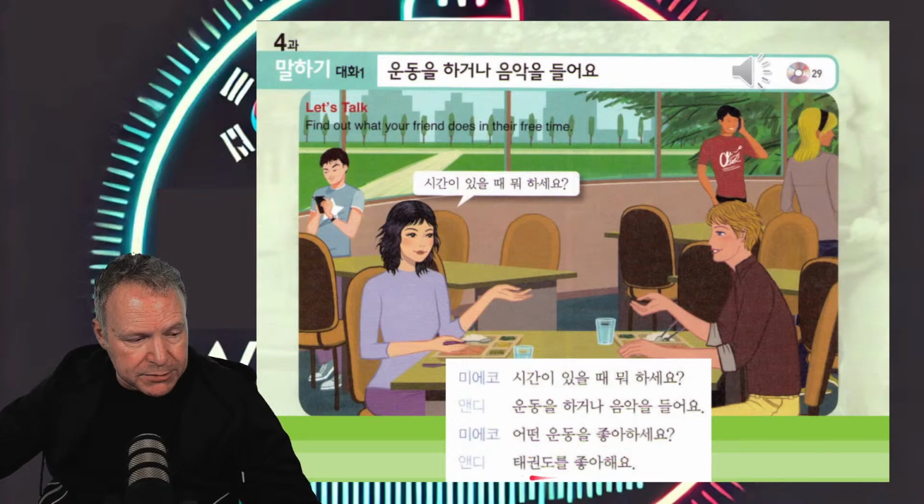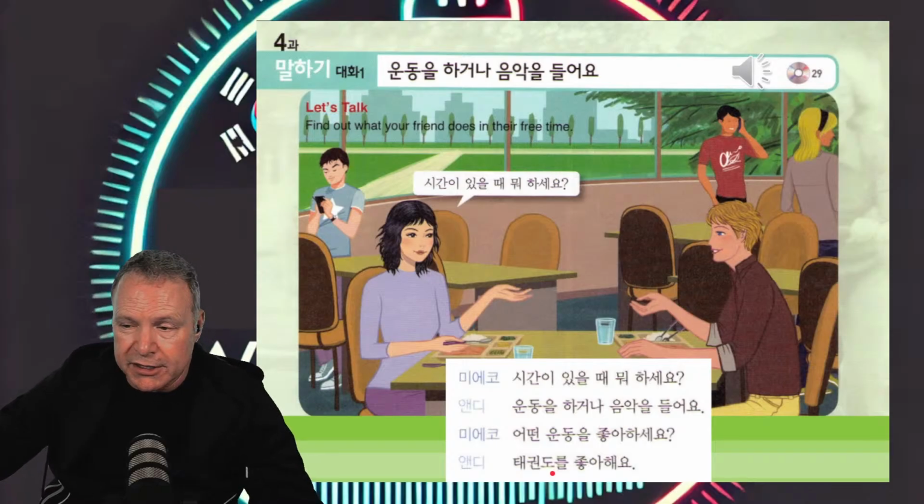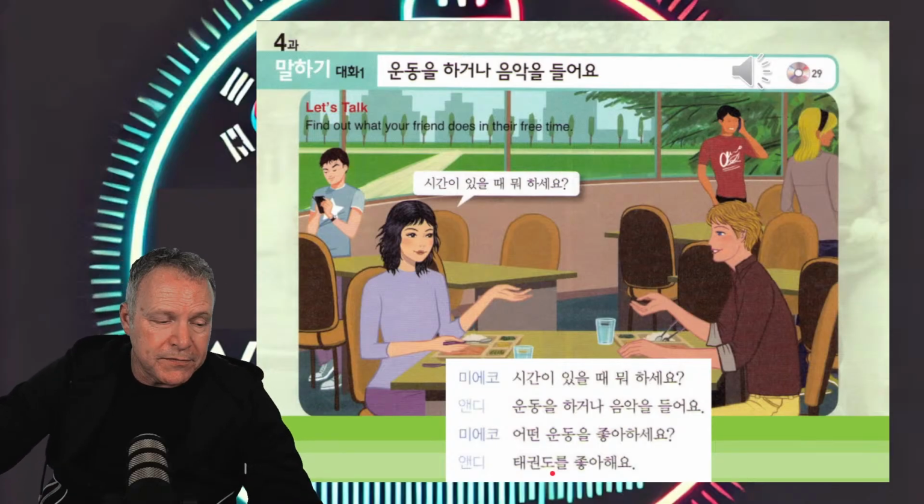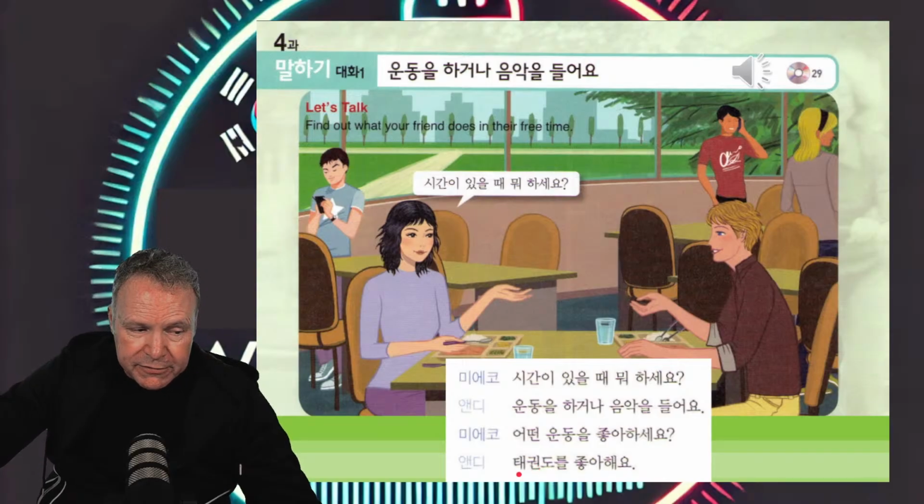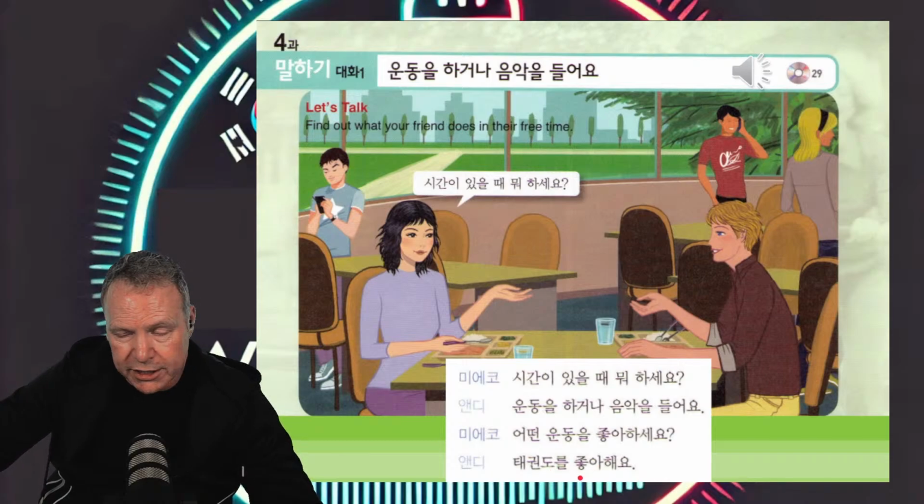And then Andy responds, 태권도를 좋아해요. Again, 를 is the object marker. Taekwondo is usually pronounced in English by English speakers as Taekwondo. But that first syllable, if you look at the Hangul, is te, not tai. Taekwondo, taekwondo. 태권도를 좋아해요. I like taekwondo.